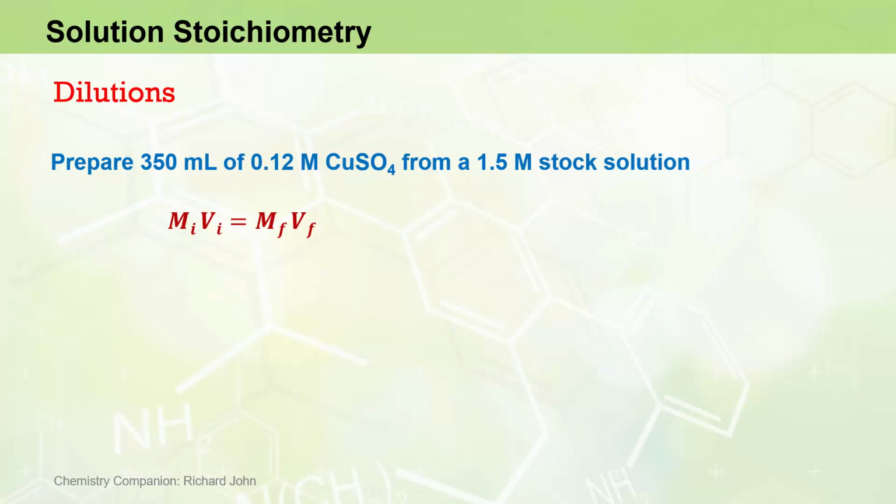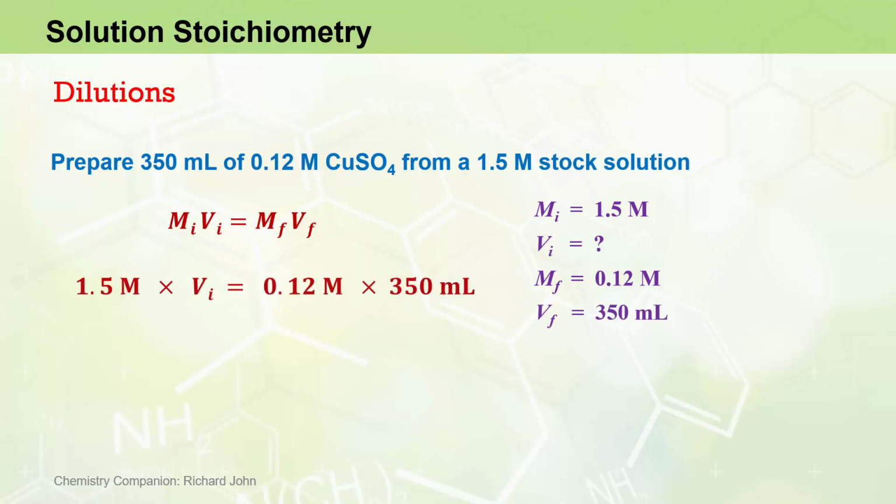So to solve this dilution problem, we'll use our dilution equation to help out. Mi times Vi equals Mf times Vf. And we will make a note of the information we know and don't know about this scenario. For example, we know the initial molarity of the stock solution is 1.5 molar. The initial volume that we want to extract from that stock solution is unknown at this stage, and in these dilution calculations, that is typically what we are generally trying to determine. We're trying to determine what volume of stock solution we want to extract to get our 350 milliliters of 0.12 molar copper sulfate. We know that the final molarity of copper 2 sulfate we need is 0.12 molar, and we know that the final volume we require is 350 milliliters.